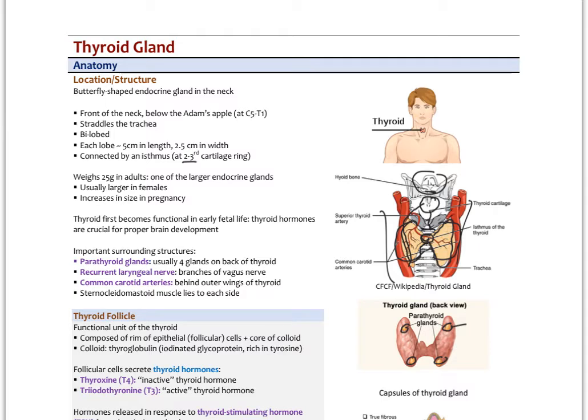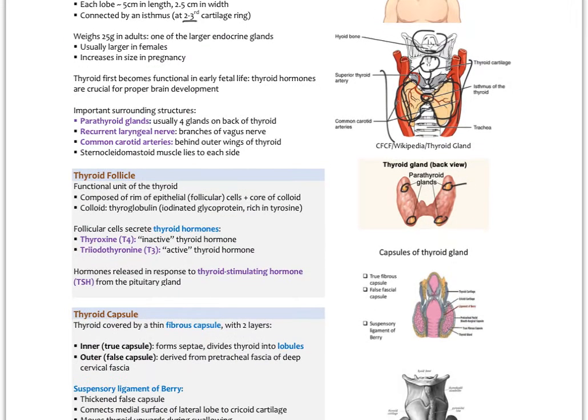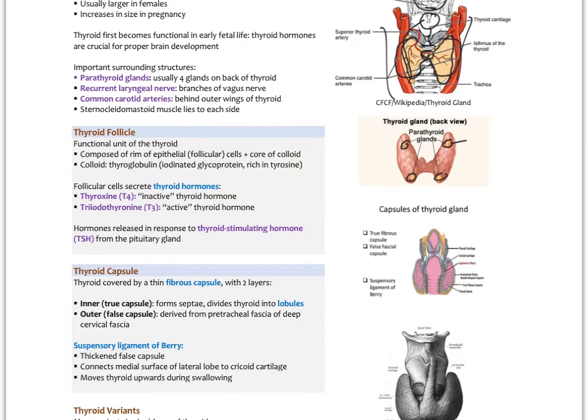Now the functional unit of the thyroid is the follicle, and the follicle itself actually consists of a number of different cells. So basically it's a little structure with epithelial cells, thyroid epithelium, and then on the inside of the follicle there is protein that collects water, and that's a colloid. So there's a core of colloid, and the colloid is made of thyroglobulin, which is an iodinated glycoprotein. It's very rich in tyrosine, so that's why tyrosine will actually be the precursor for thyroid hormones.